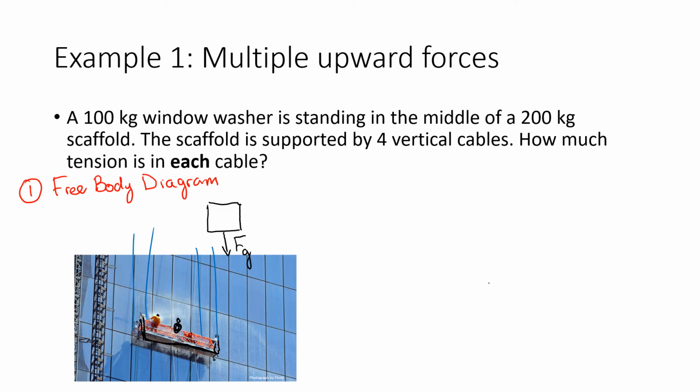Now, how many upwards forces do we have? This situation right now would be an object that's just plummeting. So hopefully for our window washer, that's not the case. Hopefully there's some upward forces to balance this out. And in this case, we should have 4 upwards forces because there's 4 cables. Ft for force of tension.